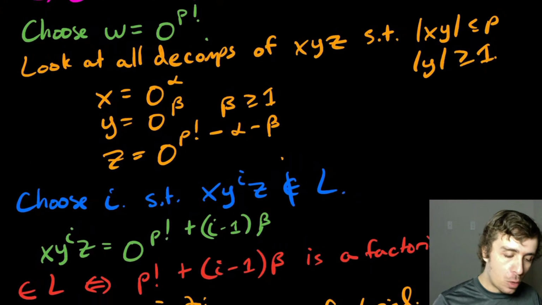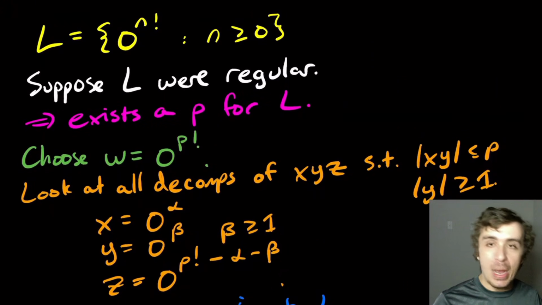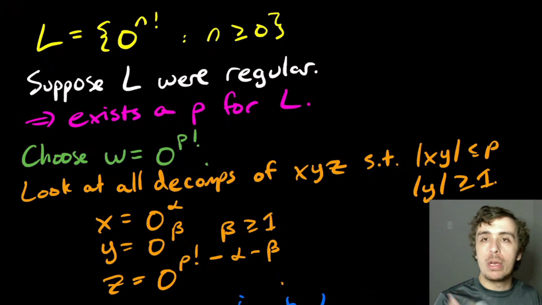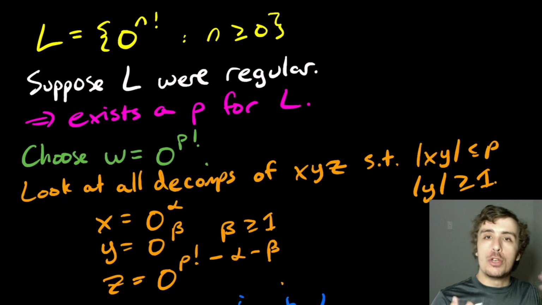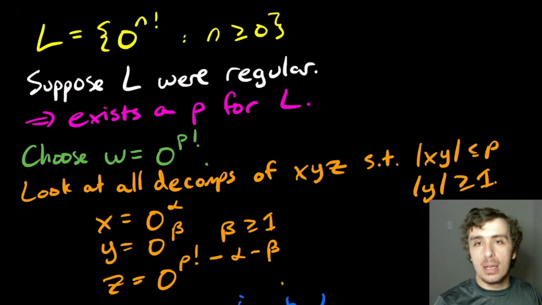So therefore, this language is not regular, because if it were, we would always arrive at a factorial number, but we showed that if you choose the right value of i, in this case 2, you will not arrive at a factorial number.